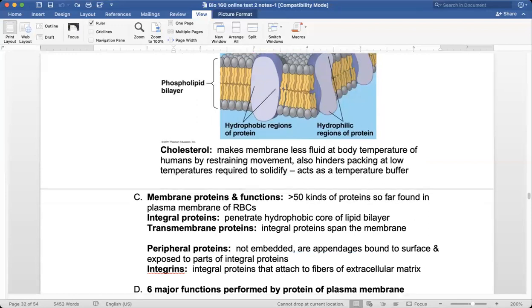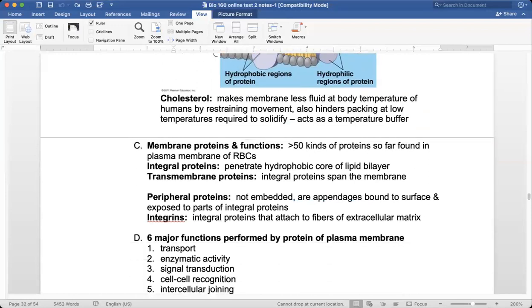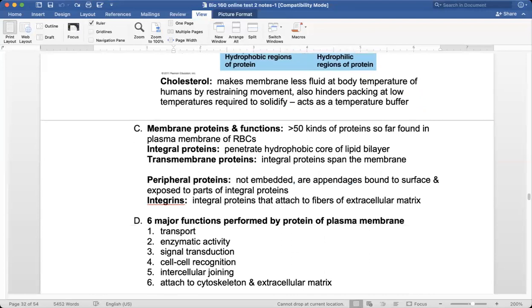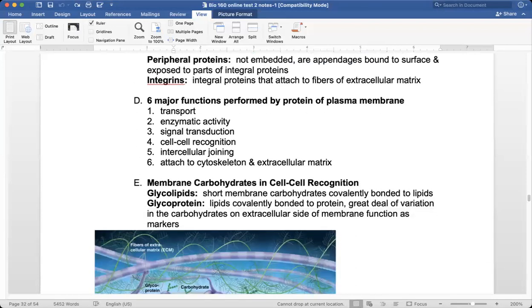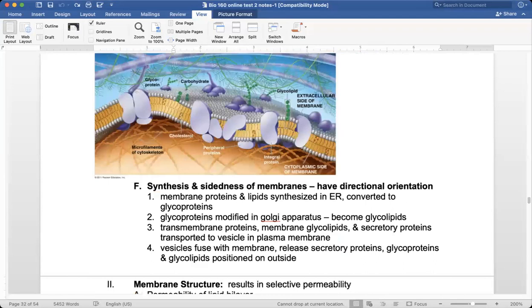Membranes are going to have a lot of proteins in there. Over 50 proteins have been identified so far on red blood cells alone. When we look at the categories of proteins, you can have integral proteins that penetrate into the hydrophobic core. Transmembrane proteins go all the way across. Peripheral proteins are appendages on the outside. And then integrins help attach the membrane to the extracellular matrix. So we're going to be looking at different functions of the membranes.